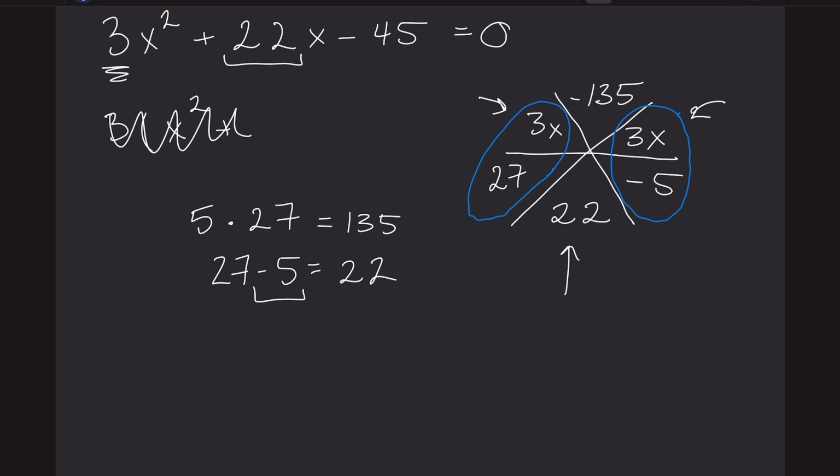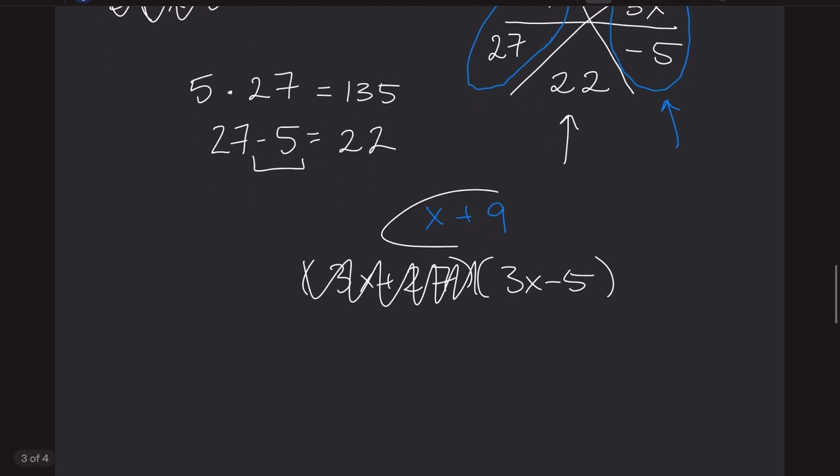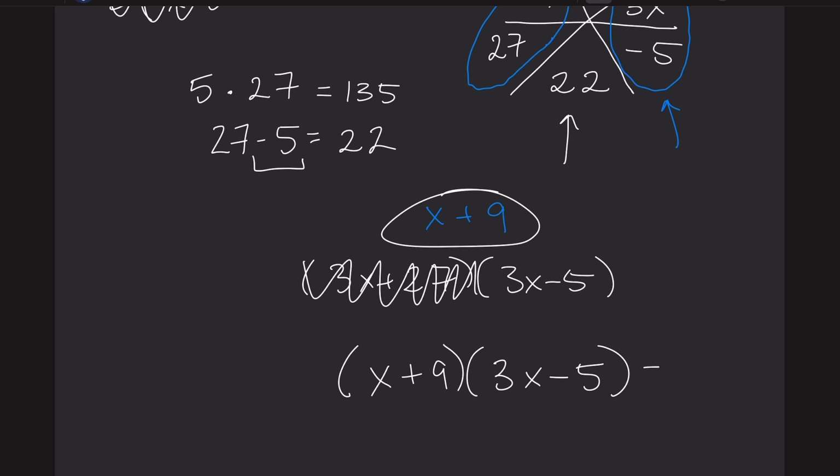And the last step we need to do is see if these will simplify. 3 and 5 don't have any common numbers, so we're not going to simplify that. But we know 3x and 27 have a common factor of 3. So if I take out a 3, I'm going to be left with x plus 27 divided by 3 is 9. So instead of doing 3x plus 27 times 3x minus 5, we're going to have the simplified x plus 9. So our solution is going to be x plus 9 times 3x minus 5. And we know that this equals 0.